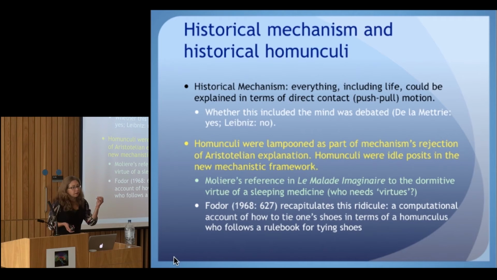And so the homunculi, right? This idea that you had literally a homunculus, that's what the word means, it's a little man, right? You had the little man inside the little man, and that was part of the explanation of how you got people. And when you had this new way of explaining nature, right, then homunculi were just idle, they had no role anymore, okay? They were part of what was being rejected in the previous explanatory model, right?